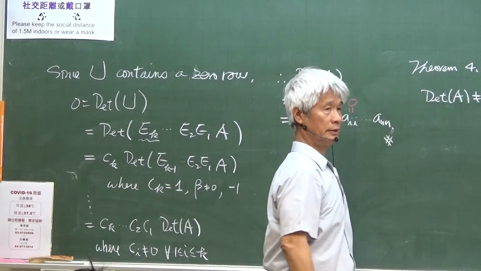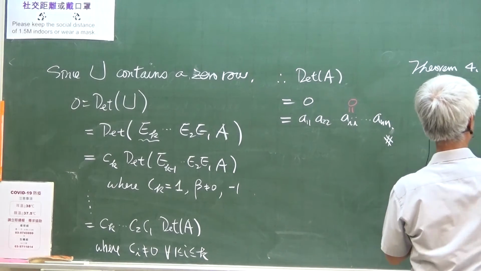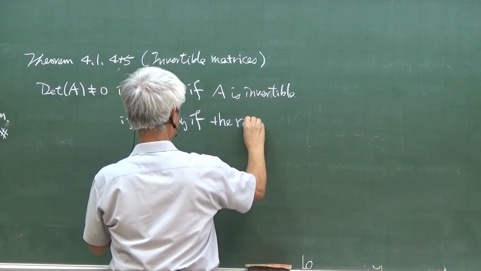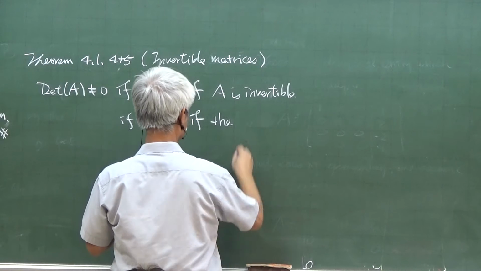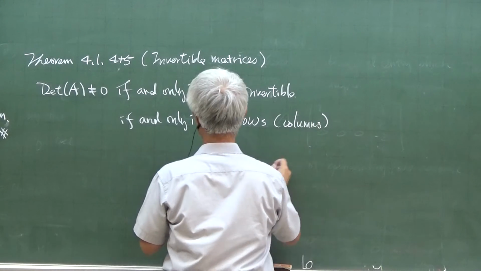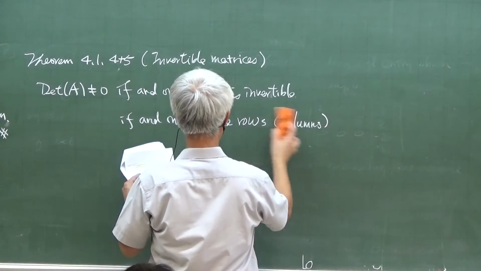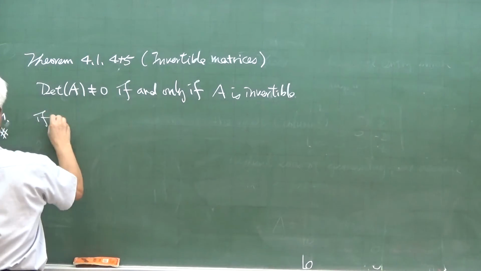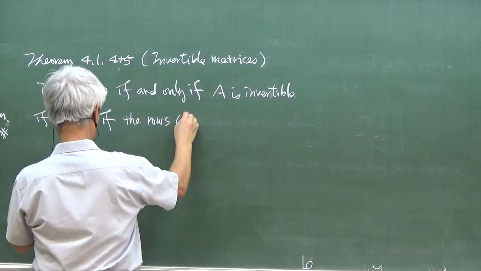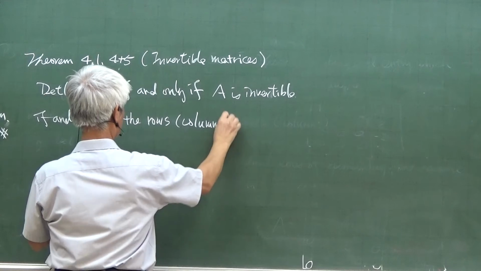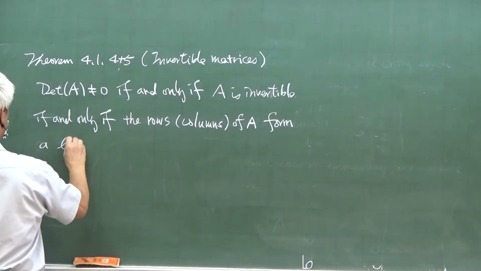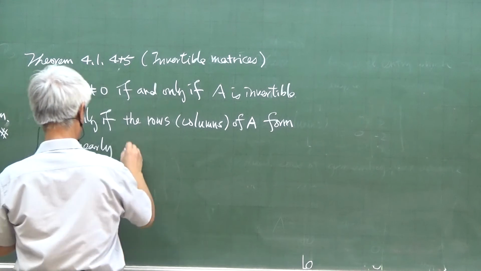Alright, so this is the first, and again, if and only if the rows or columns of A form a linearly independent set.